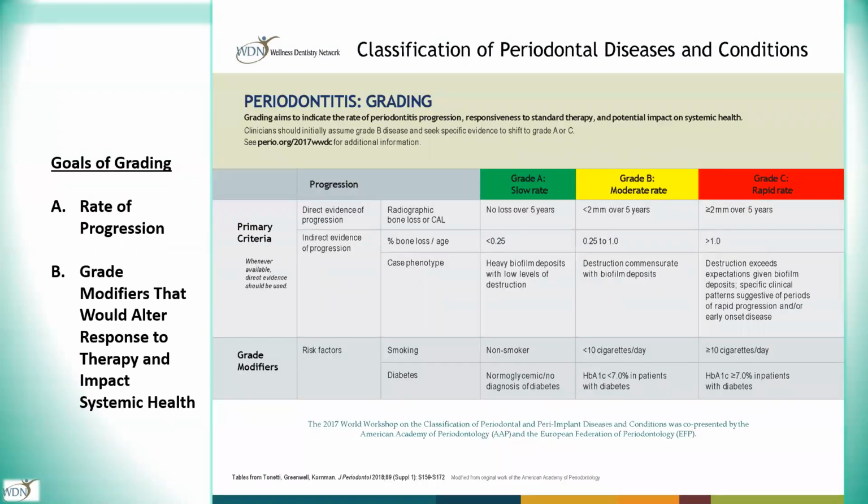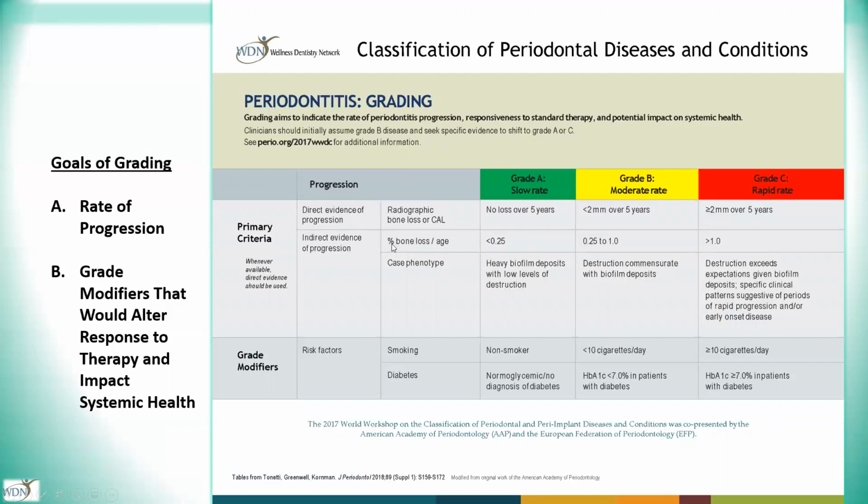In grading, grading is going to be related specifically to the rate of the progression of the disease. In other words, is it happening fast? Is it happening slowly? And do I have direct evidence to tell me how fast it's going? Has there been no bone loss over 5 years? Is there less than 2 millimeters over 5 years? Is there greater than 2 over 5 years? Do I have direct evidence? If I don't have sequential radiographs, then what would I use indirectly?